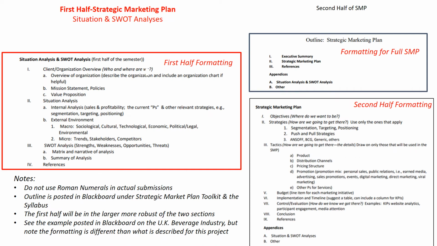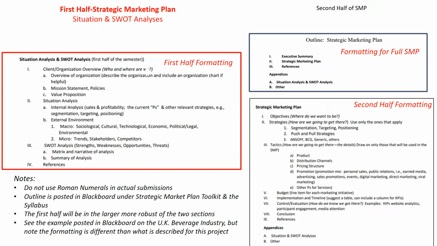The red outline box is a format for completing the first half of the Strategic Marketing Plan. You first present an overview of the client, then the situation analysis, which is both an internal and an external analysis of the organization. What you learn from the internal and external analysis is introduced as observations into the SWOT analysis. The acronym SWOT means strengths, weaknesses, opportunities, and threats.